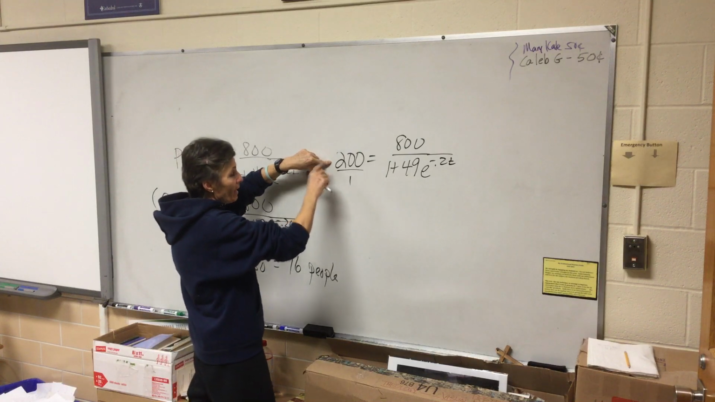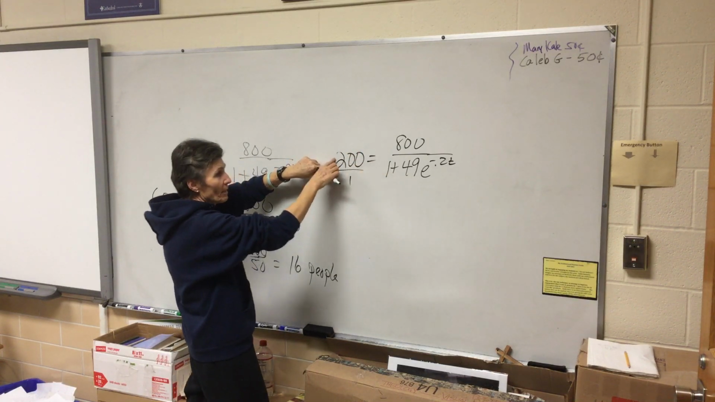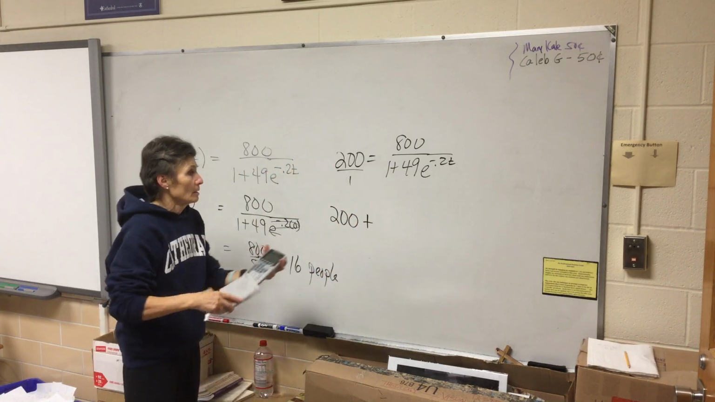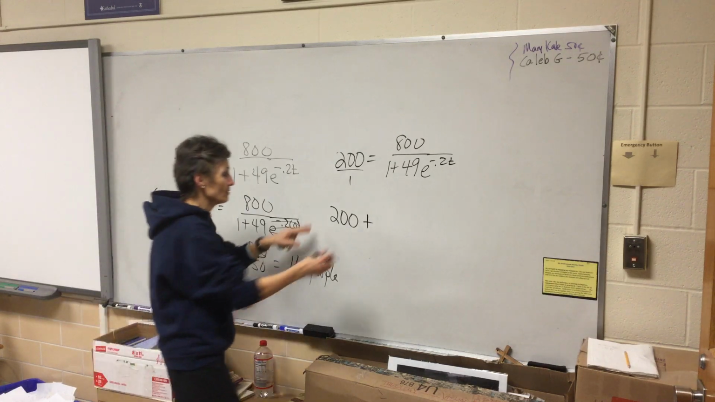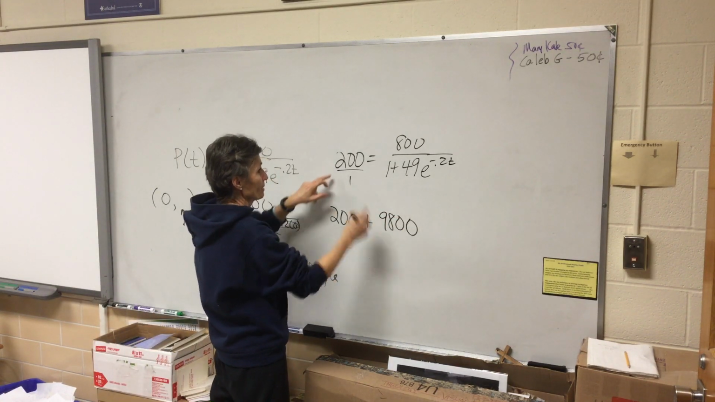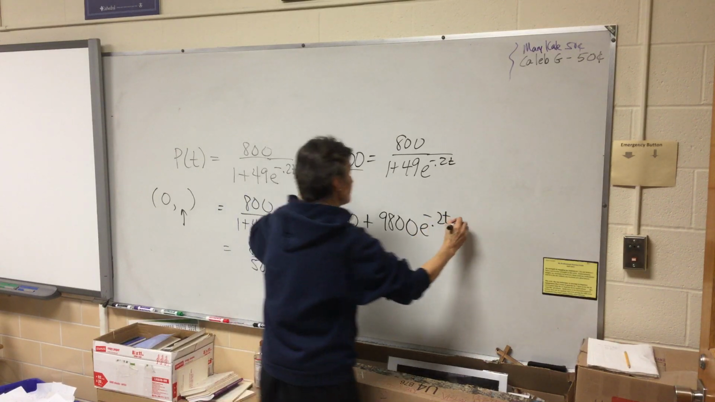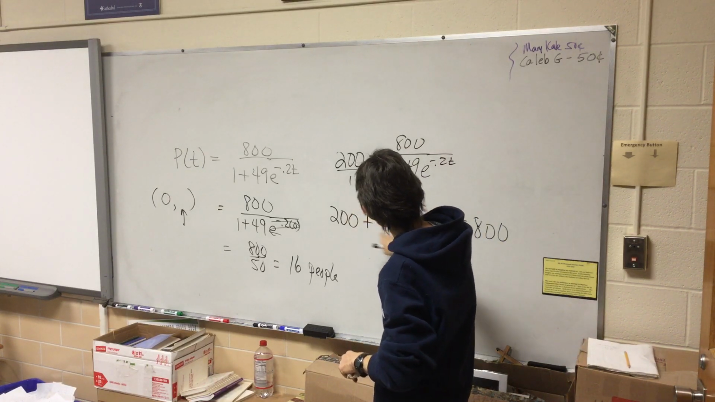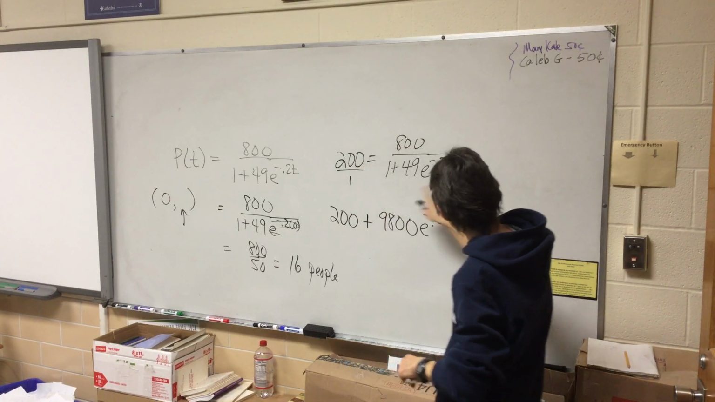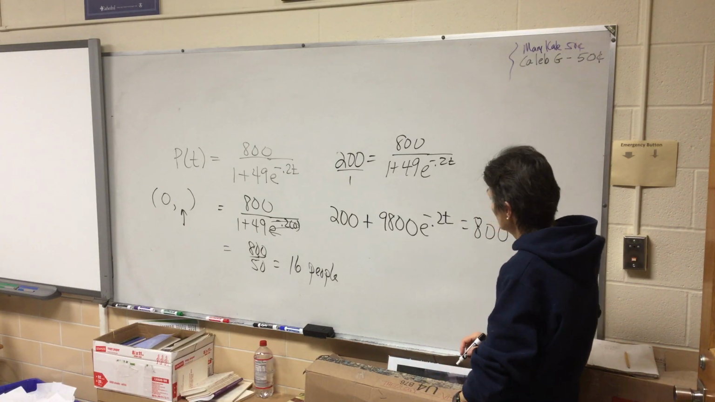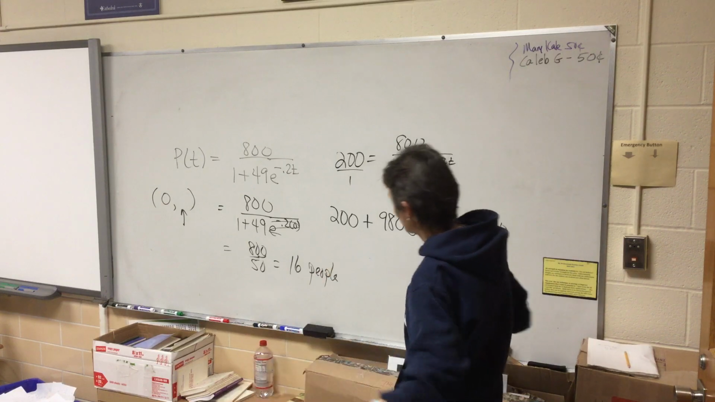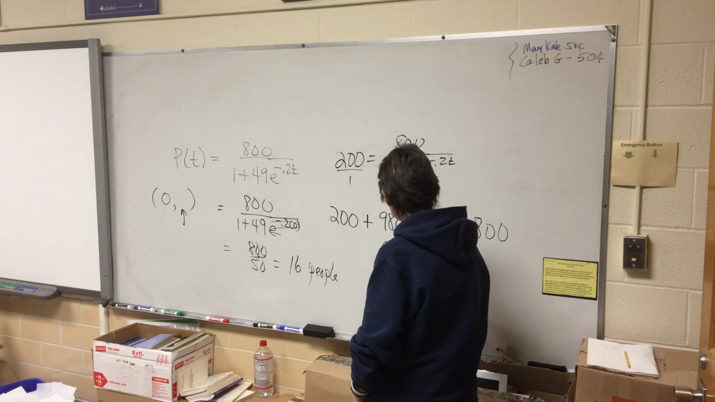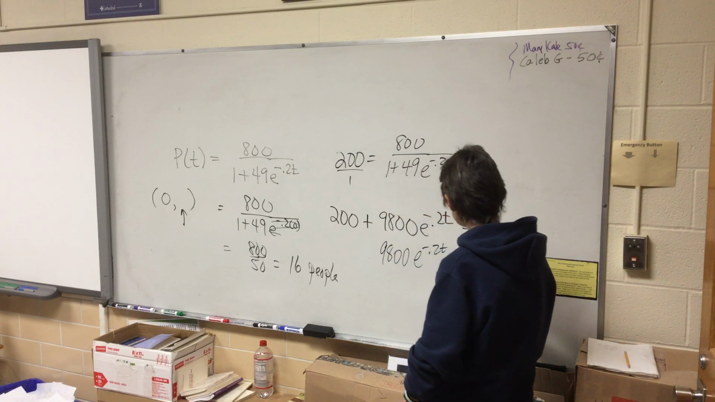Yeah, so I'll put this over 1 and cross multiply, or just multiply this over to here. So we have 200 plus 9,800 e to the negative 0.2t equals 800. We multiplied this times 200, so we have to distribute it. And then we have 800 over here on this side. Still, no logarithms, not yet. What do you think we need to do next? Subtract 200. Yep, so we have 9,800 e to the negative 0.2t equals 600.